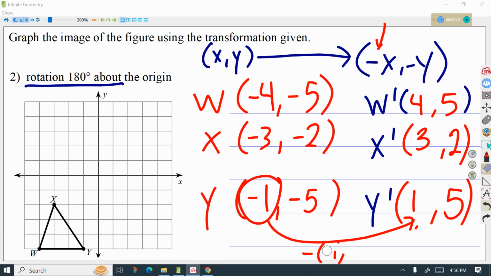So now I just got to go put those points down. I'll go do that in blue. With the blue points, we'll drop them down. So for W, I'll go over 4 up 5. That's W prime. X is going to be over 3 up 2. So that's X prime. And then Y is going to be over 1 up 5. So that's Y prime. And then just connect your dots, and we have this triangle. And that's all you need. Okay, this one will be done.